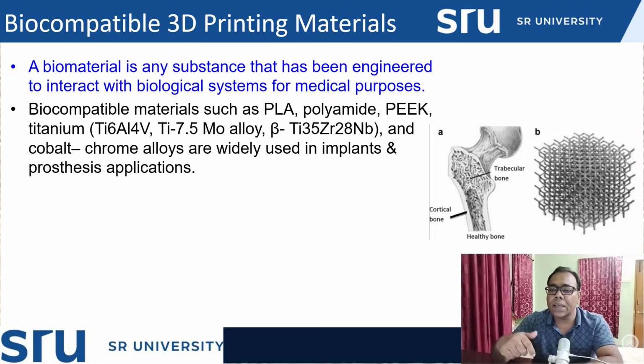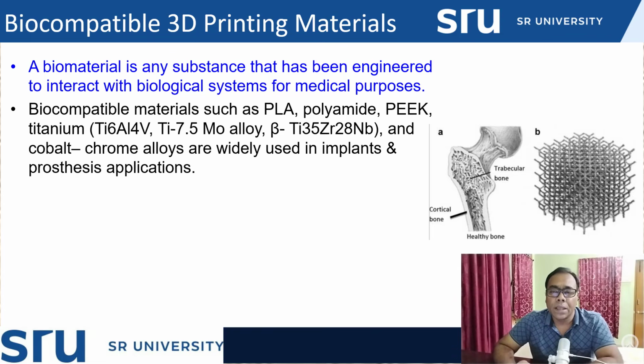Similarly, another material is polyamide. Similarly the PEEK material, polyether ether ketone. Similarly, titanium is one of the very famous metallic materials. Ti6Al4V is a very famous material having the properties of a lightweight material. The density of this material is very low, and because of that, the weight of the material is less.